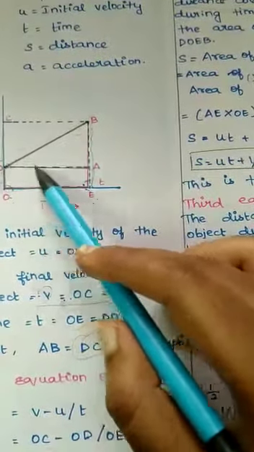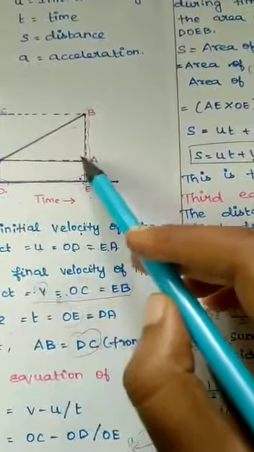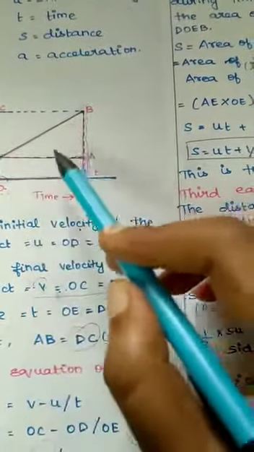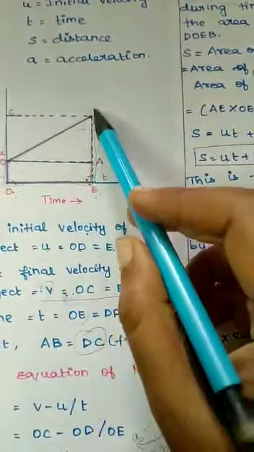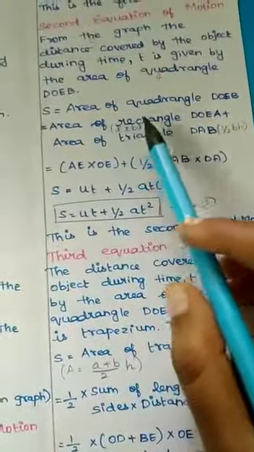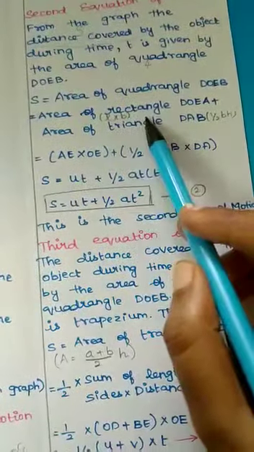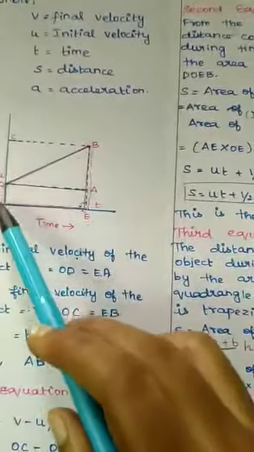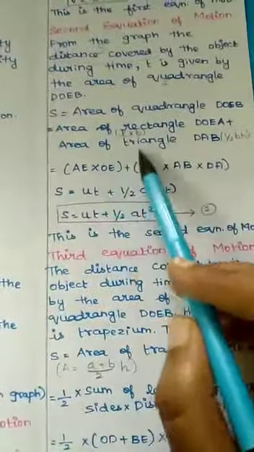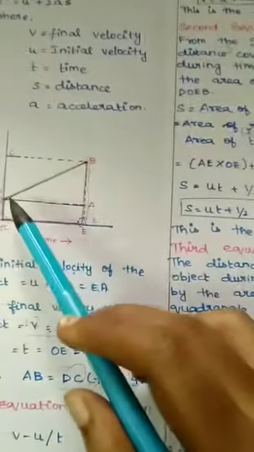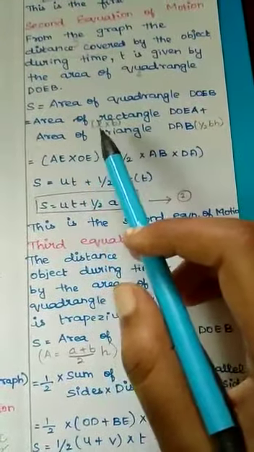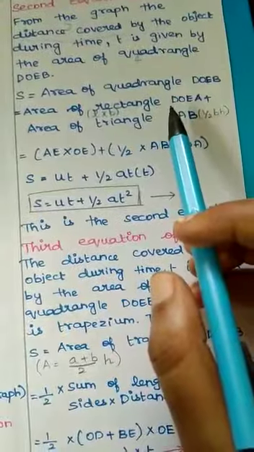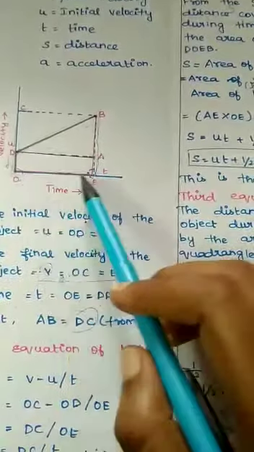So you can see this quadrangle DOEB. Can you see one rectangle here? Rectangle plus triangle is called a quadrangle here. So we are going to use the formula of area of rectangle plus area of triangle. So the area of quadrangle is split up into the area of rectangle DOEA and the area of triangle DAB. Now substitute the formula. What is the area of rectangle, children? Length into breadth. That is AE into OE.